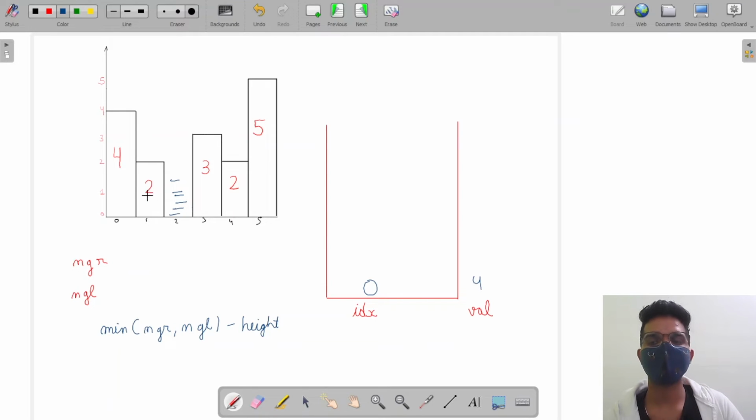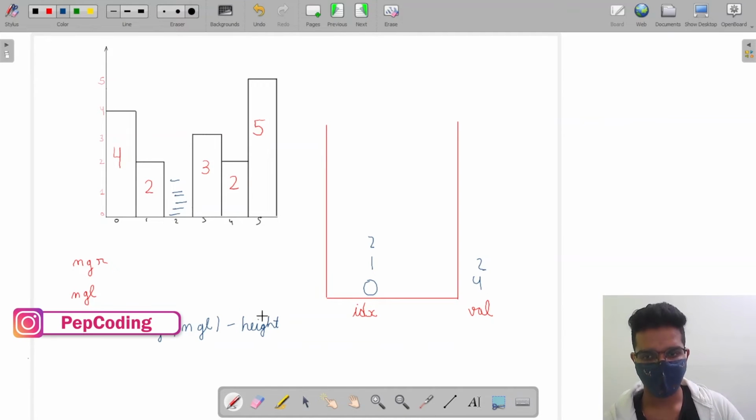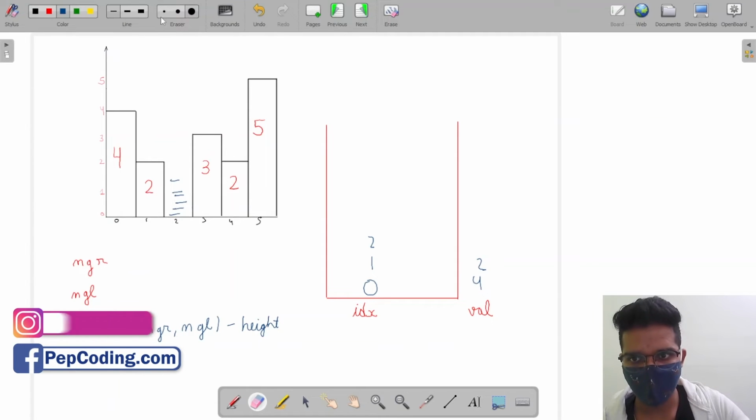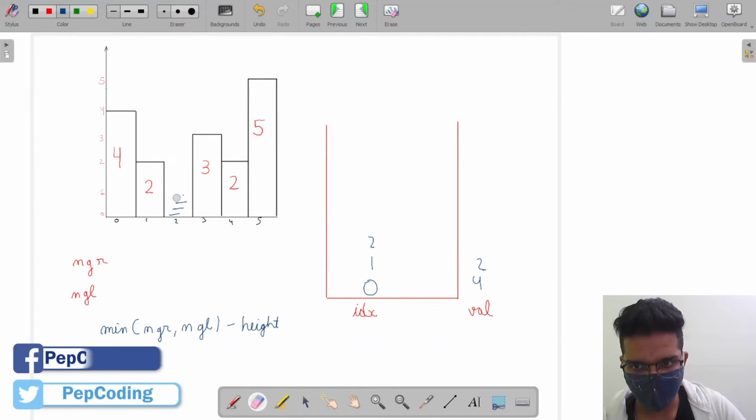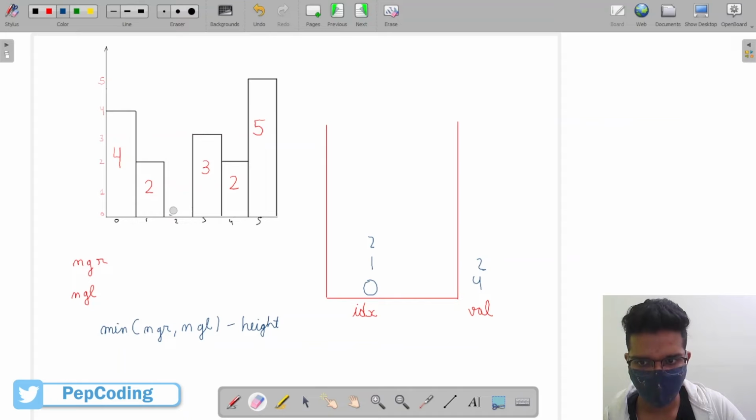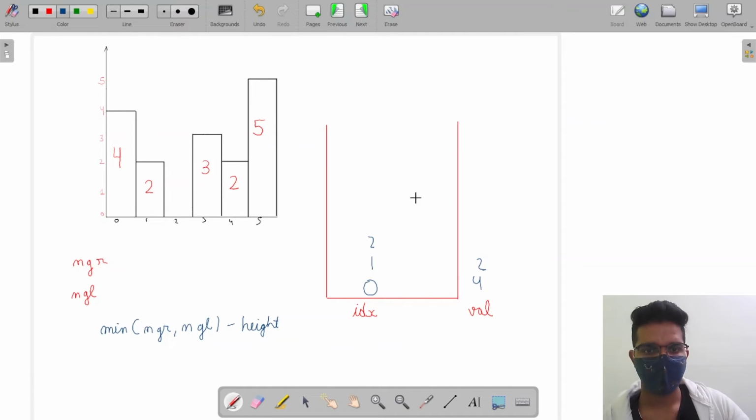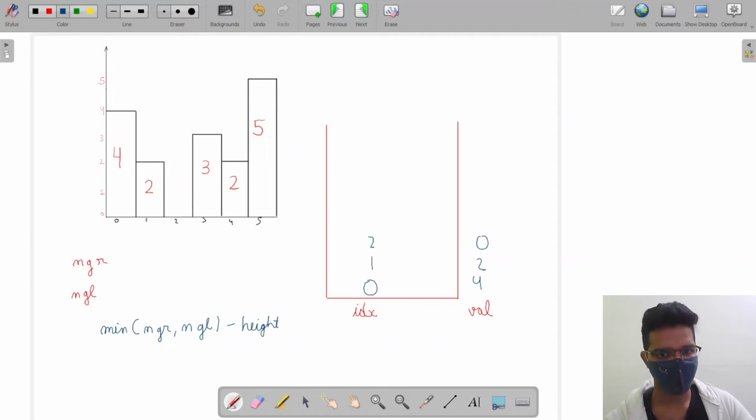So 2, we see that 2 is less than the top element of our stack. So we are going to simply push it, 1 and 2. Now for the 2nd index, we see 0. Let me erase this. So at the 2nd index, we see that 0 is less than the top element of our stack. We are going to push it.